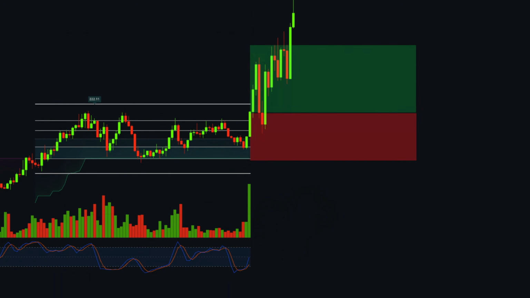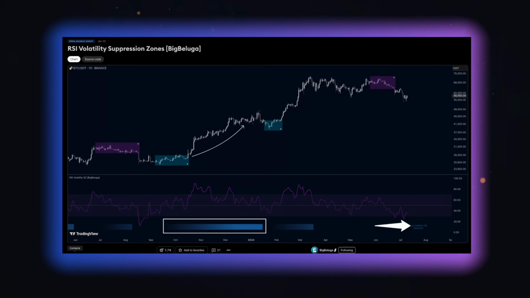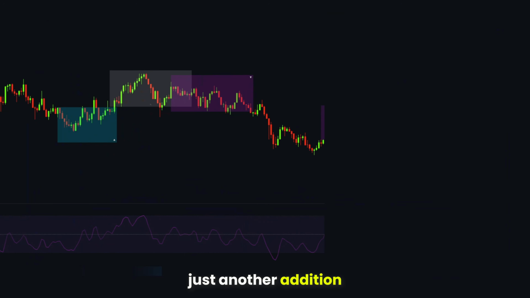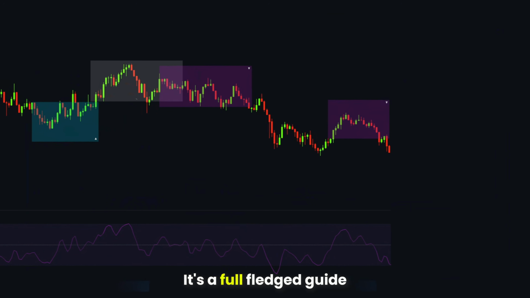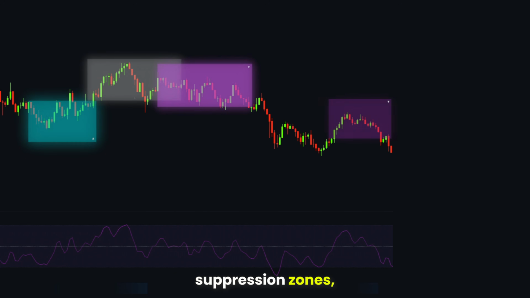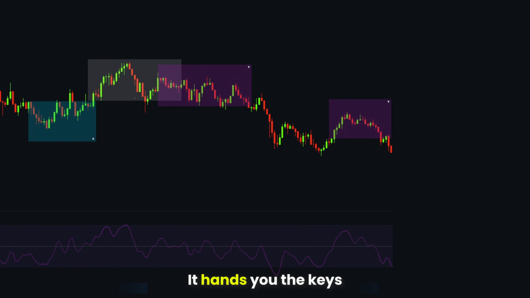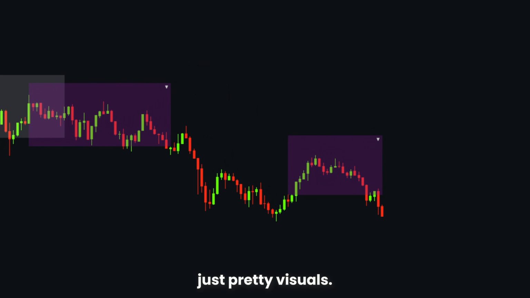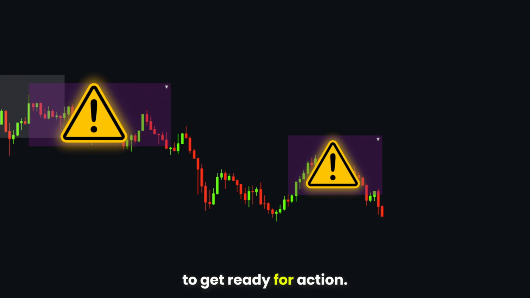Alright, let's move on and uncover the fourth indicator, the RSI volatility suppression zones. This new indicator isn't just another addition to your trading arsenal, it's a full-fledged guide to mastering market behavior. By highlighting volatility suppression zones, the indicator gives you more than just a snapshot of consolidation. It hands you the keys to identifying when the market is storing energy for a major move. These zones aren't just pretty visuals, they're a warning light for traders to get ready for action.